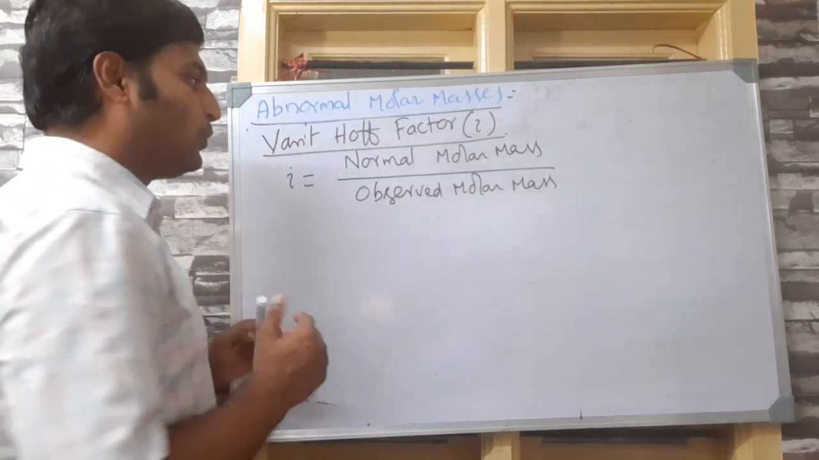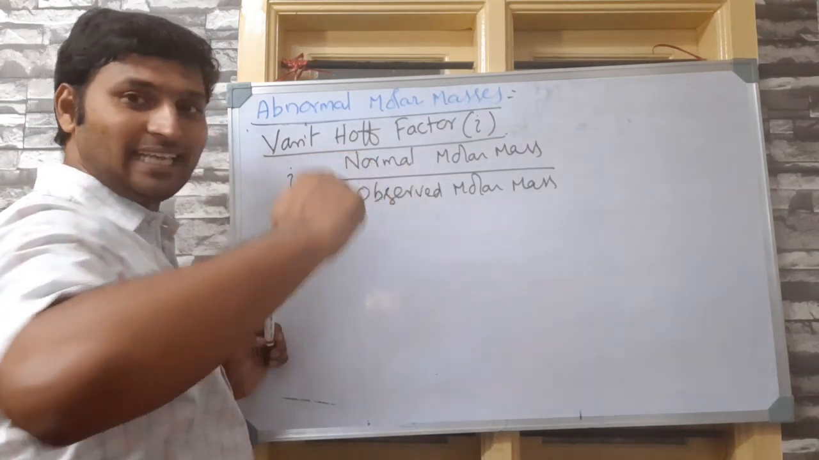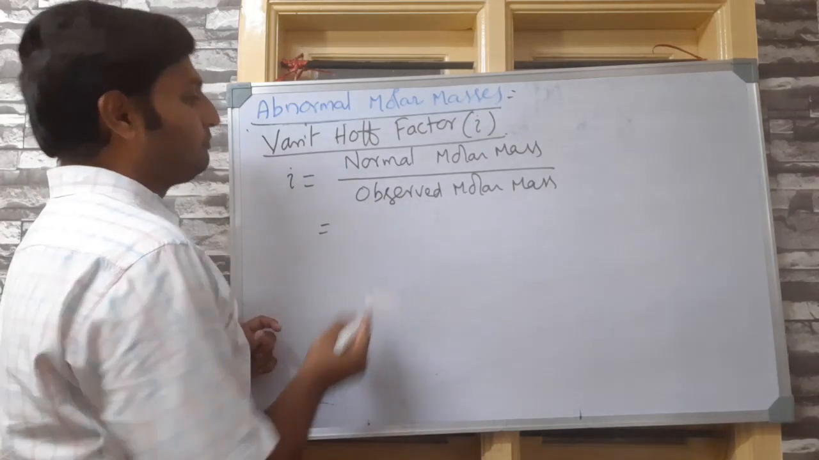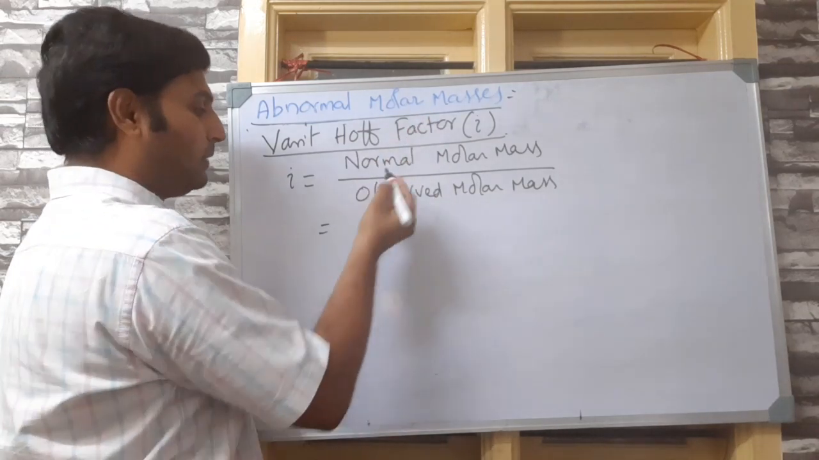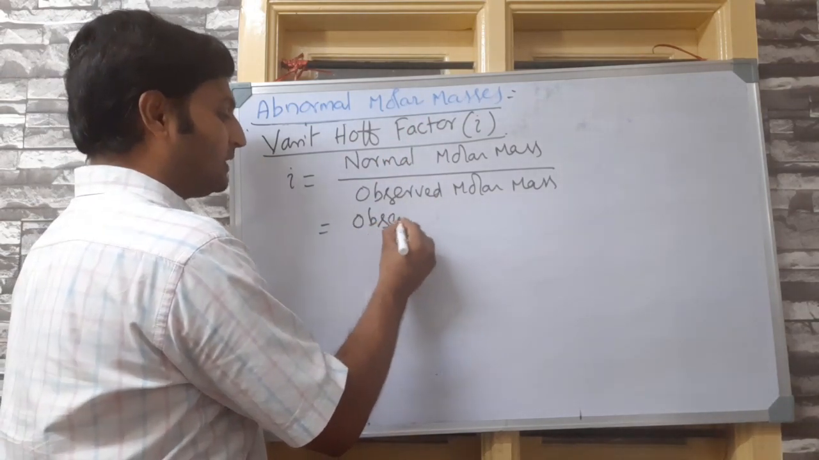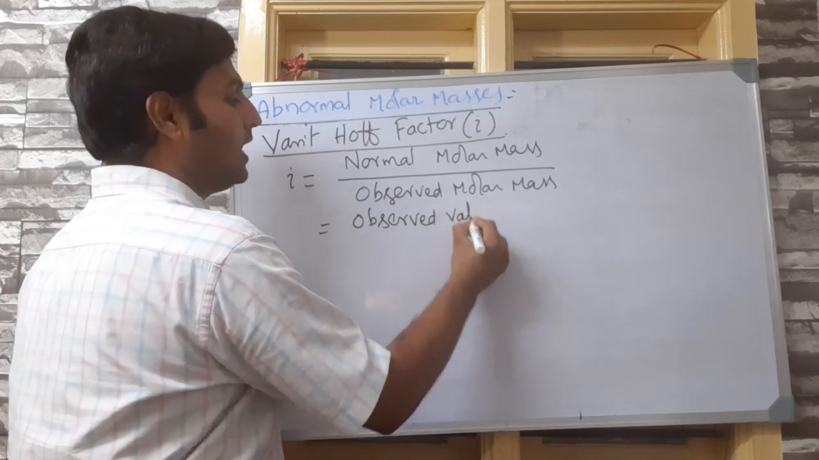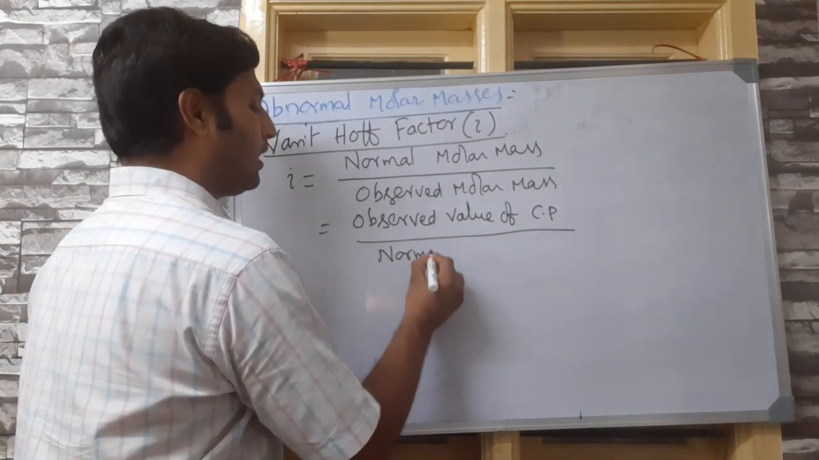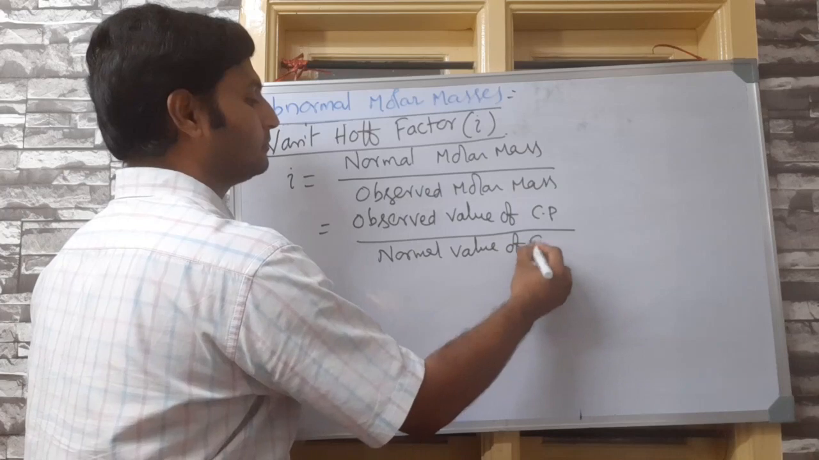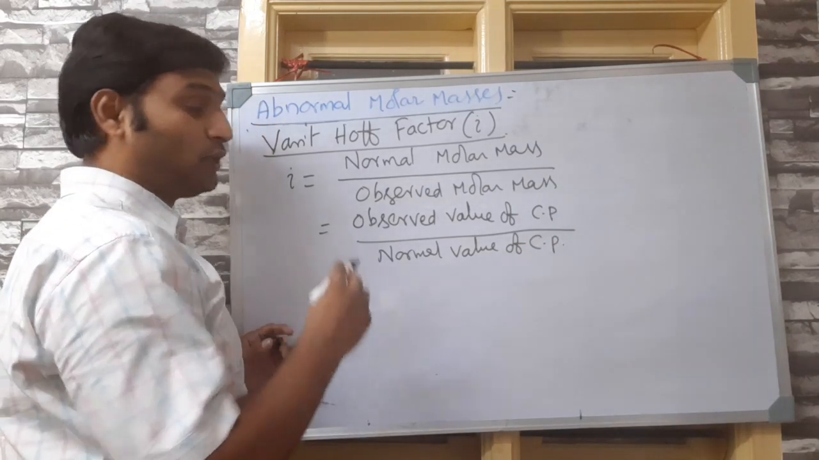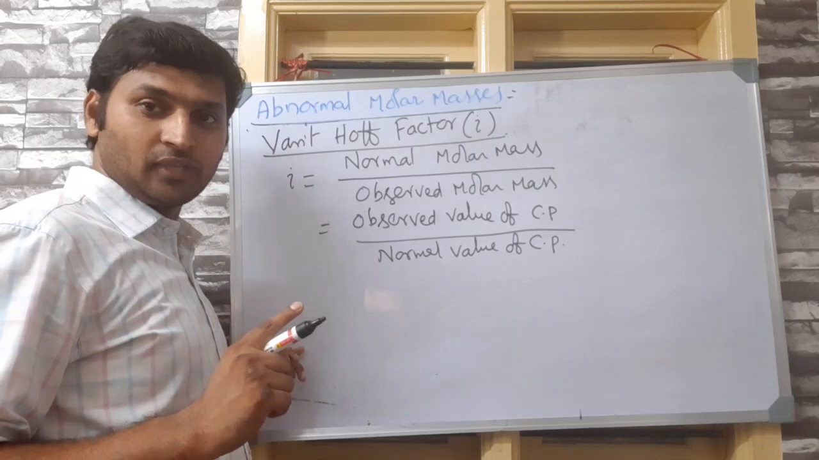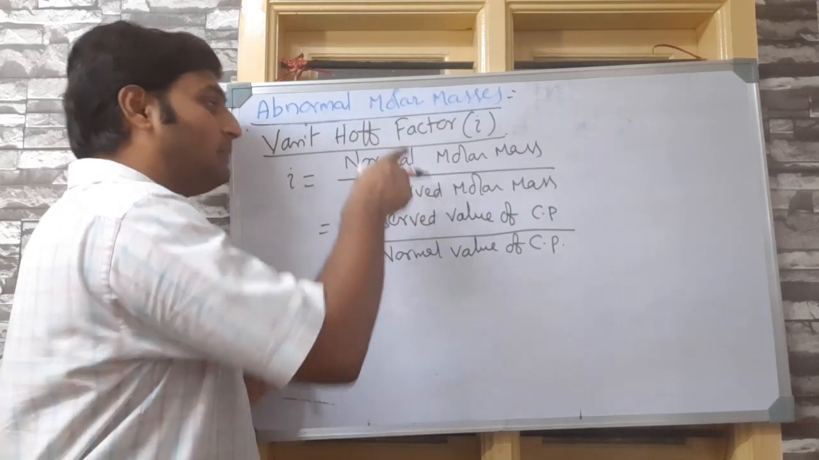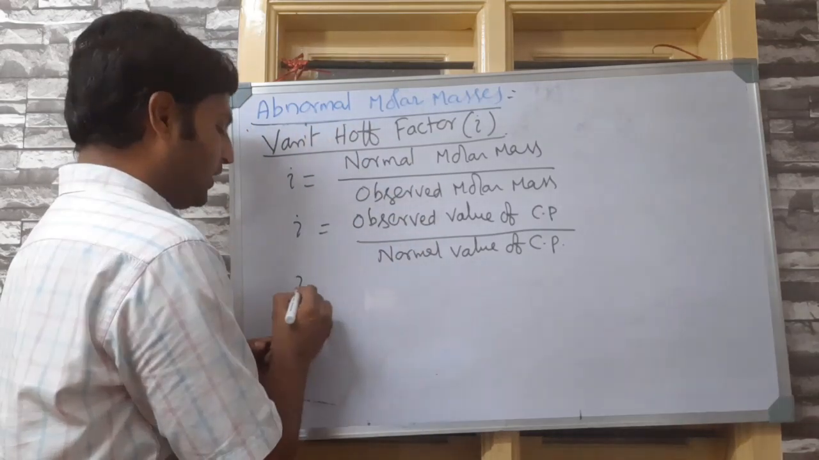Okay. Now you know very well, molar mass is inversely proportional to the colligative properties. Because molar mass is inversely proportional to the colligative property, I can reverse this: if I express it in terms of colligative property, it becomes observed value of colligative property divided by normal value of colligative property. Now, if I have to express it in terms of number of particles, then you know very well the value of colligative property and number of particles are directly proportional. Hence, number of particles and molar mass will be inversely proportional.